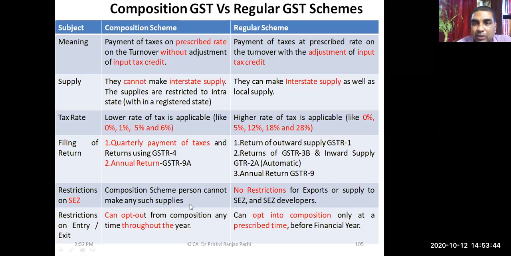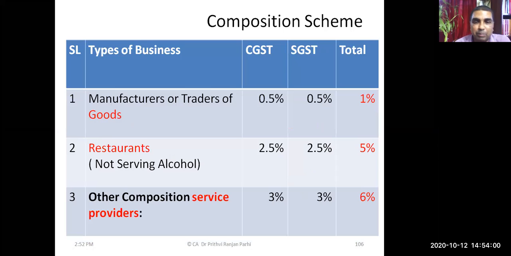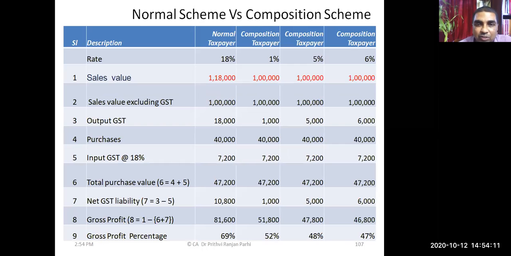Composition dealer cannot make supplies to special economic zones. There is no such restriction for regular scheme dealers. Composition dealer can opt out from composition anytime during the year. Right? But nobody can opt into the composition scheme during a particular year. And these are the rates for composition scheme: 1%, 5%, 6%, and the effective rates we have discussed.